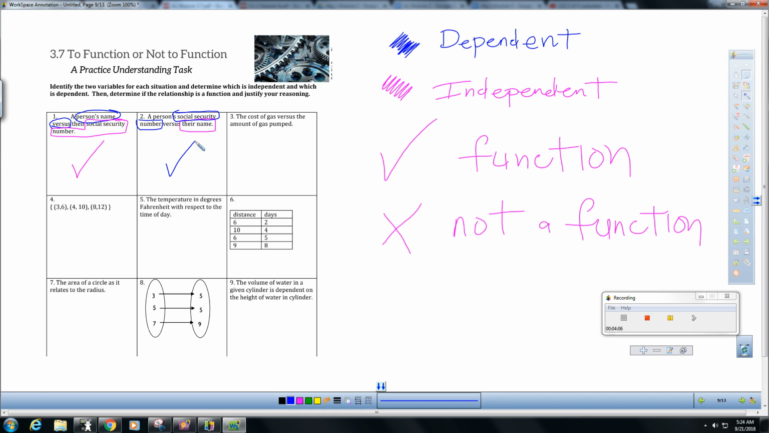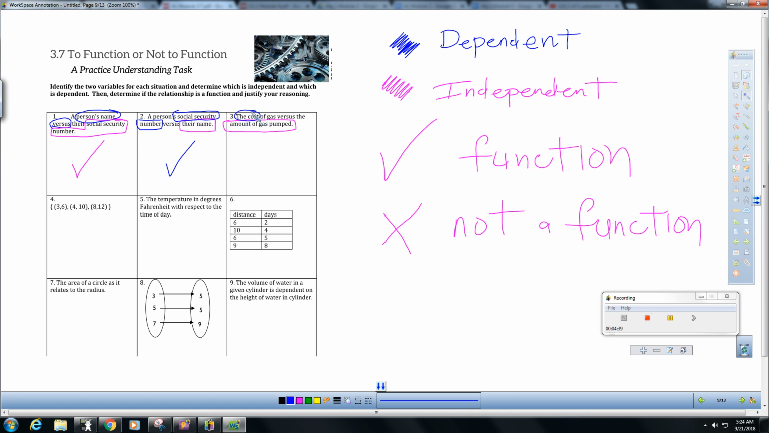If I looked up someone's name, it would point me to the same Social Security number every time, and that means it is a function. Okay? All right, hopefully these will start getting a little bit easier. The cost of gas based on the amount of gas pumped. Well, once again, in this one, the amount of gas pumped would be the independent variable, and the cost depends on how much gas you pumped.